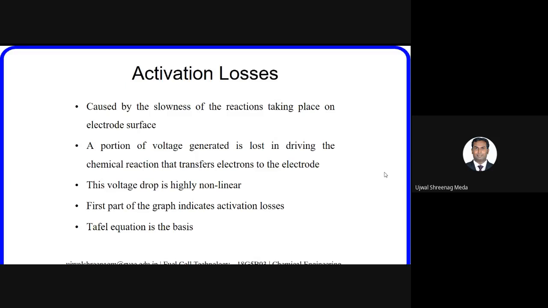Okay, so to start with, what are the reasons? Caused by the slowness of the reaction taking place on the electrode surface, a portion of the voltage generated is lost in driving the chemical reaction that transfers electrons to the electrode. And this type of loss is highly nonlinear. Information about this type of loss can be obtained from the first zone, or first part, of the IV curve.